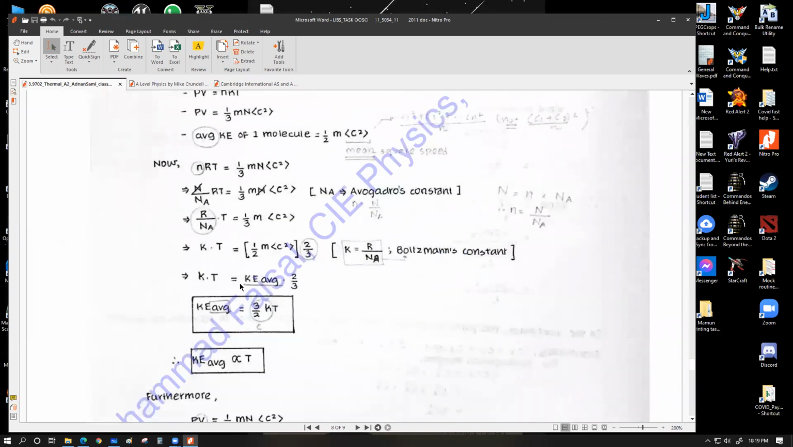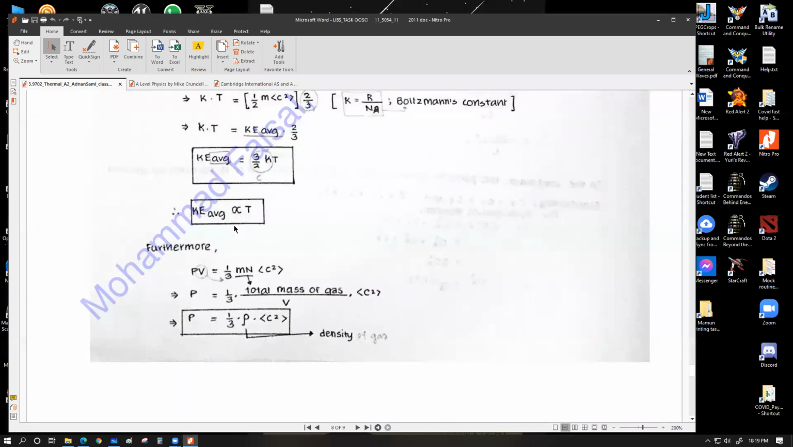Moving back to the mathematical expression, here we get even more. Furthermore, PV equals 1/3 mNc squared. Now, if you have a look at this expression, m is the mass of one gas particle, and N is the total number of gas particles. So this product basically means the total mass of the gas. Mass of one particle multiplied by number of particles gives you the total mass of the gas. Pretty basic. So if I bring the V to the bottom, we can write P equals 1/3 total mass of the gas divided by volume.